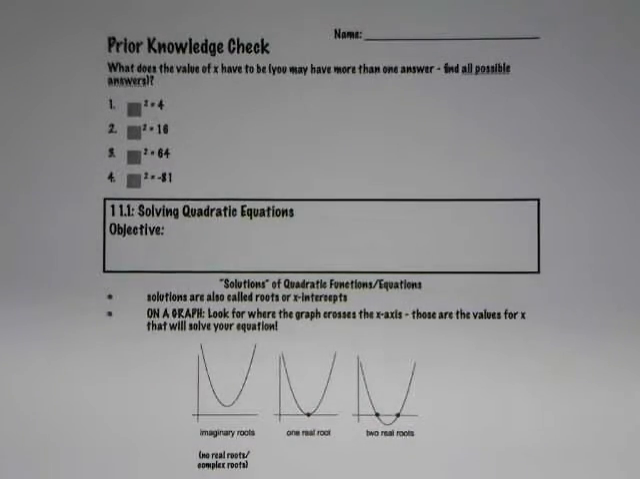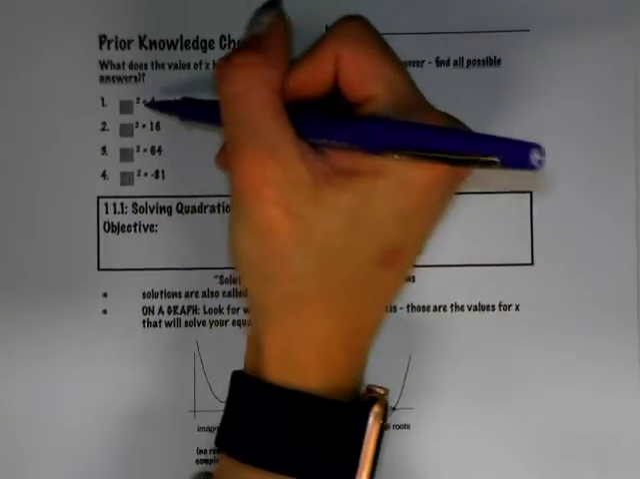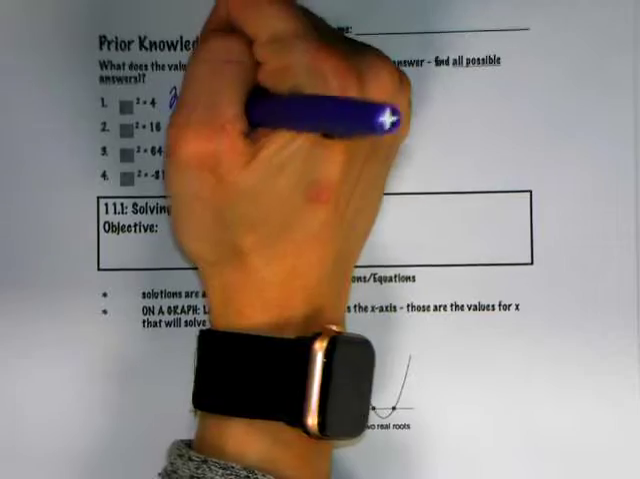For the prior knowledge check, for number 1, what number or numbers would go there? 2 and -2. Yeah, 2 and -2.